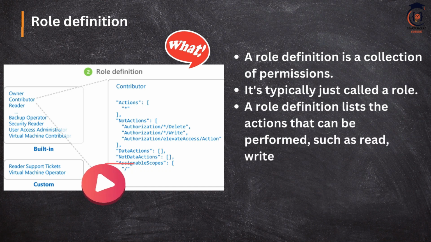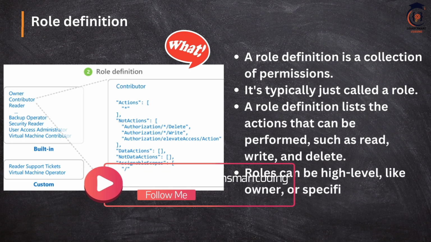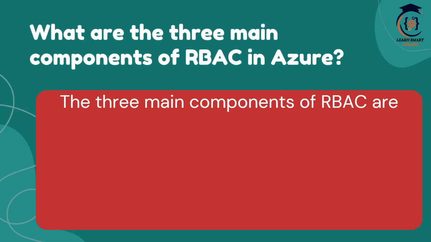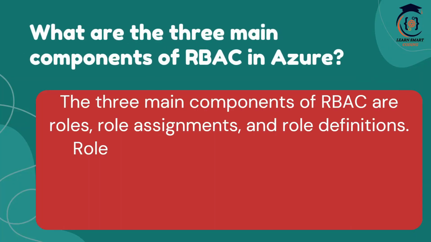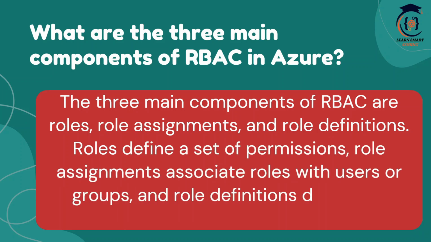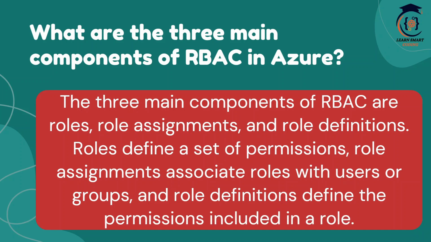Okay, or you're choosing a custom role or inbuilt role, what is that permission? That is what RBAC is all about. Okay, now the next one is: what are the three main components of RBAC in Azure? I just explained the three important things. So the three main components of RBAC are role assignment and role definitions, right?